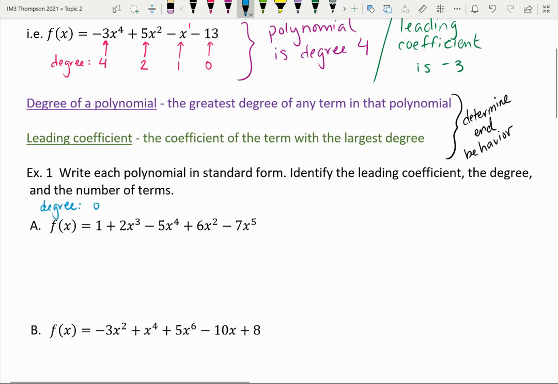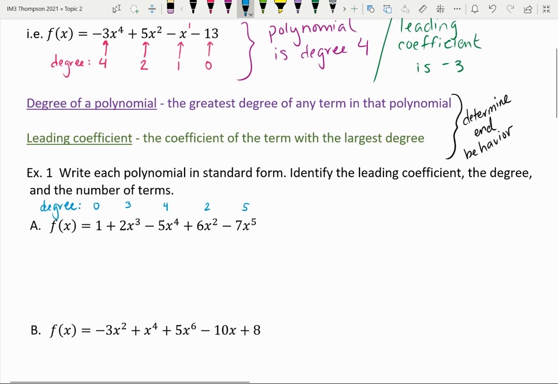And this step might be unnecessary for you. That's okay. The next term, 2x cubed, the 3 is the exponent on x, so that means that term is degree 3. Following term, minus 5x to the fourth. The 4 on the exponent on the variable determines that that's a degree 4 term. 6x squared, that term is degree 2. Minus 7x to the fifth, that's a degree 5.